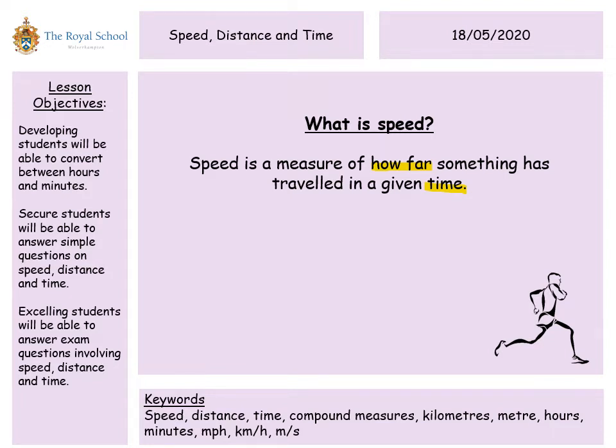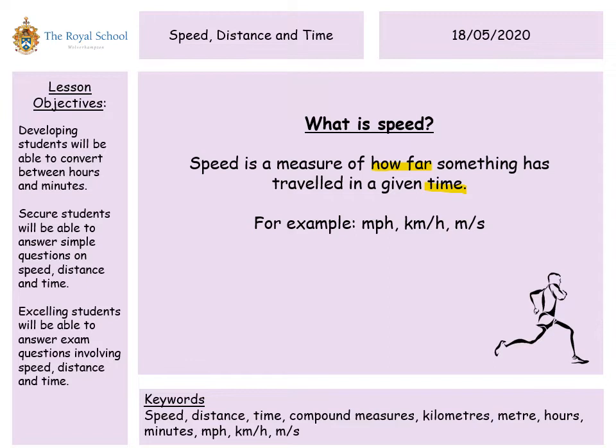Previous chapter, when we were looking at our areas, we had compound shapes where we were pieced together with more than one shape. Here we've got a compound measure where our units are pieced together with more than one measure. So speed is a measure of how far something has travelled in a given time. So it could be, for example, miles per hour, mph. We could have kilometres per hour, or we could have metres per second as the units are given there, m/s.